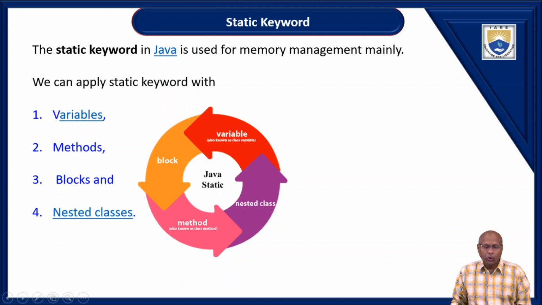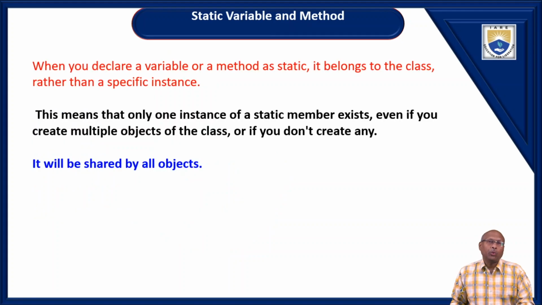You can apply it before a variable, before a method, before a block, and before a nested class. So in these 4 different areas, you can utilize the static keyword. Now we'll see one by one how we can use the static keyword before a variable, before a method, before a block, and before nested classes. First we will see how we can declare a static variable. That means before the variable name, how can I use the static keyword?